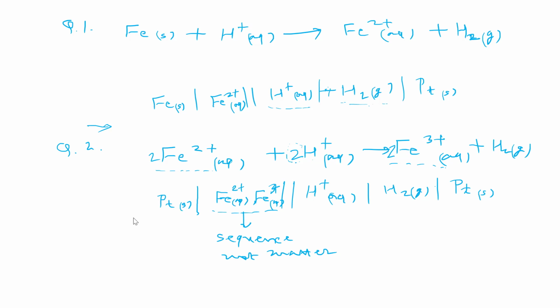Okay, and one more point you can mention here: if any cell has all the species aqueous or gaseous, then we have to use a platinum metal rod as the representative rod, because platinum is inert and it does not interfere with the cell reaction. That's why we are using platinum here. Got it? Okay, so now I am giving one more example. You have to represent that cell also.